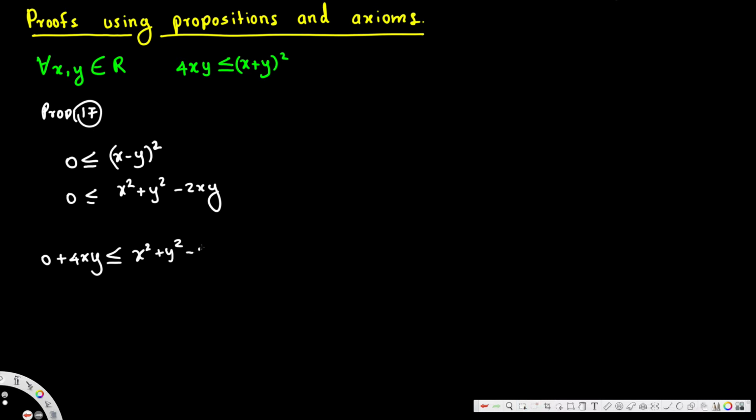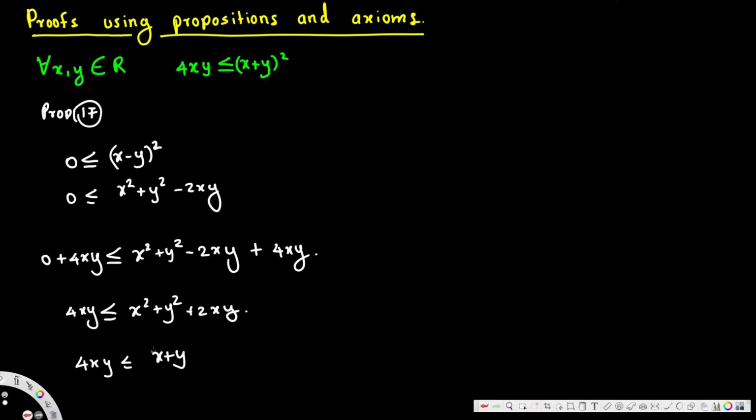Here we have minus 2xy already, and we are adding 4xy both sides. If you simplify this one, this is going to be just 4xy, and here we will get x square plus y square minus 2xy plus 4xy, that's going to be just 2xy. And if you factor this one again, this is going to be just (x plus y) whole square. This is an expansion of this one.